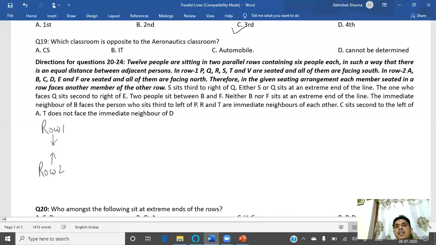Therefore, in the given seating arrangement, each member seated in a row faces another member of the other row. The first statement is, S sits third to the right of Q.